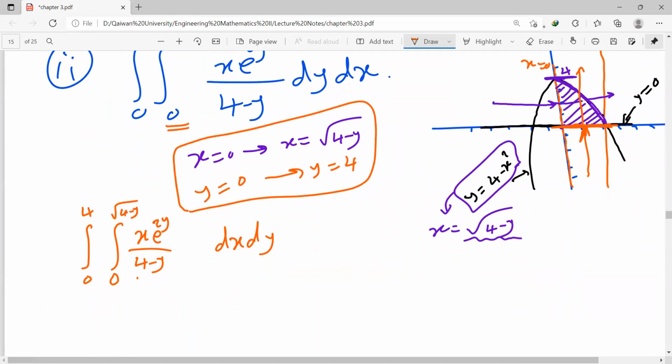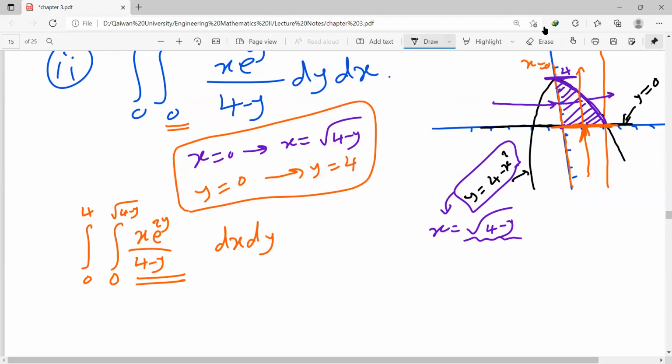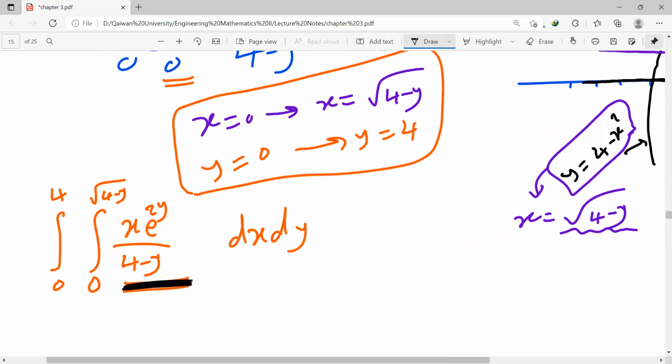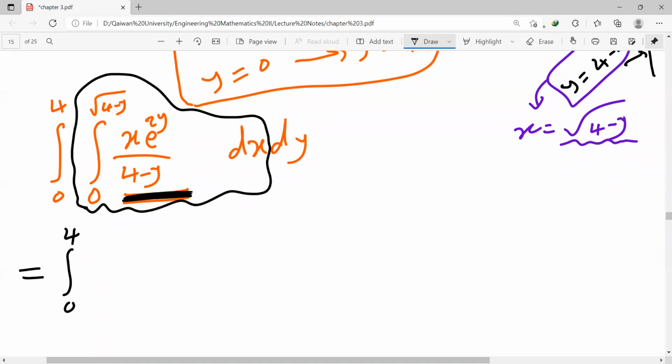The integration of this function with respect to x is what? E to the power y over 4 minus y, that's constant. We just have x. So the integration of x is x squared over 2. It equals the integration from 0 to 4. We still have this integration. We first take this integration, and the second integration is for y.